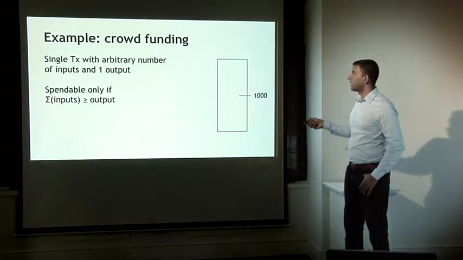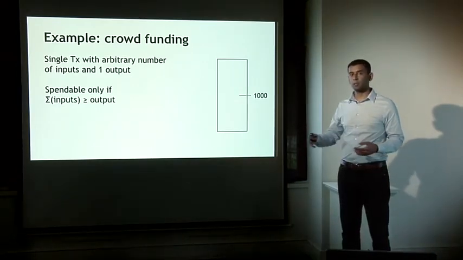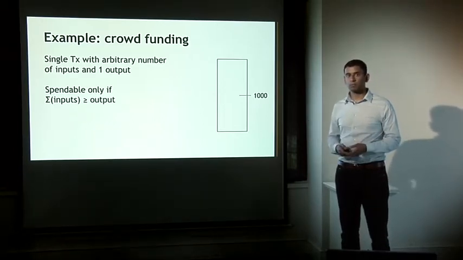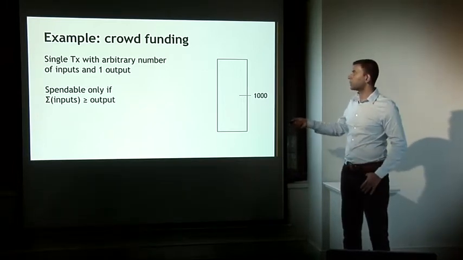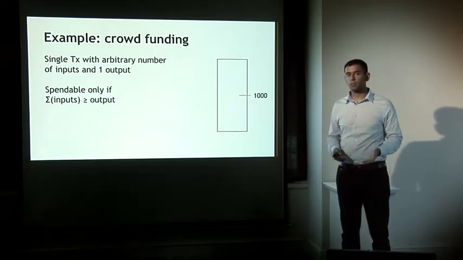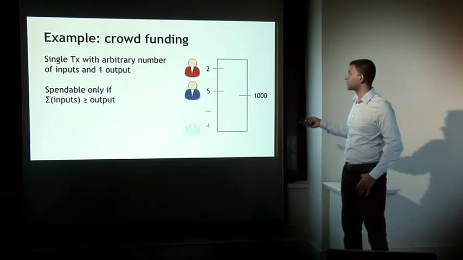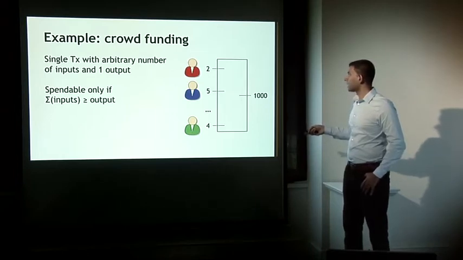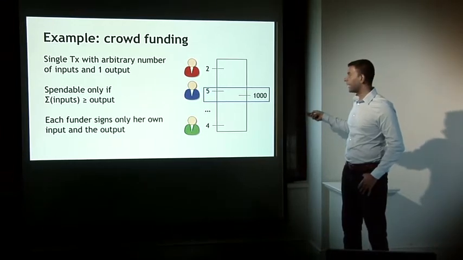What the entrepreneur will do is create a single transaction with an arbitrary number of inputs that can vary as the process continues, and a single output for, let's say, a value of 1,000. And they'll send this around and try to collect contributions. And so, of course, any Bitcoin transaction has the property that it's spendable only if the sum of the inputs is greater than the sum of the outputs, or the single output in this case. And what will happen is that this transaction will gradually accrue signatures from people contributing different amounts of money. And each of the parties will only sign her own input and the overall output.